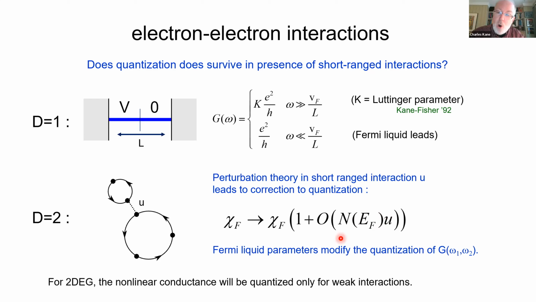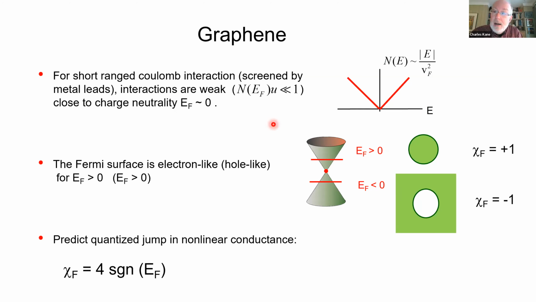So the upshot of this is that in order to see this quantization, you need to work in a system that has weak interactions. If you don't have weak interactions, then it's going to be messed up by the electron interactions. Now, maybe there's some hope. Graphene could have weak interactions.